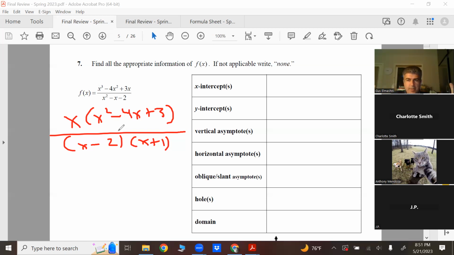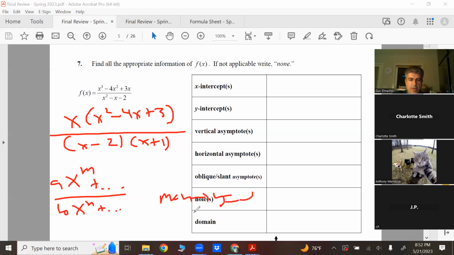They're mutually exclusive. Remember there's that generalization, right? We talked about this. If you have x to the m over x to the n, with an a and a b, plus dot dot dot plus dot dot dot. If m is less than n, the horizontal asymptote is y equals 0. If m equals n, it's y equals a over b. And if m is greater than n, then there's no horizontal asymptote. Instead, there's a slant asymptote.